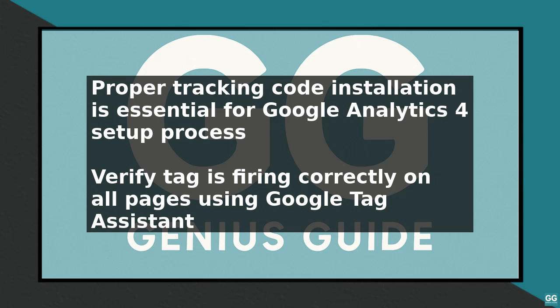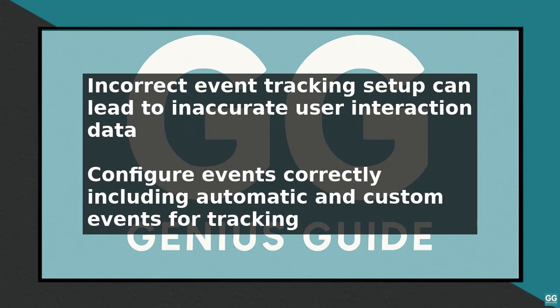Another common issue is incorrect event tracking setup. Google Analytics 4 relies heavily on events to track user interactions, so it is crucial to configure events correctly. This includes setting up automatic events, such as page views and scrolls, as well as custom events, like button clicks and form submissions. Use the Events report in Google Analytics 4 to validate that events are being tracked as expected.